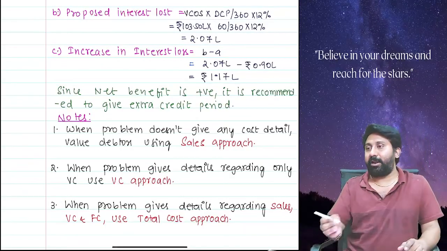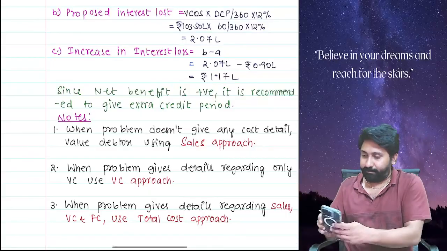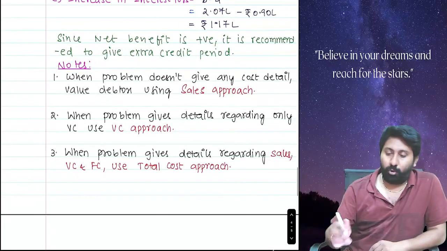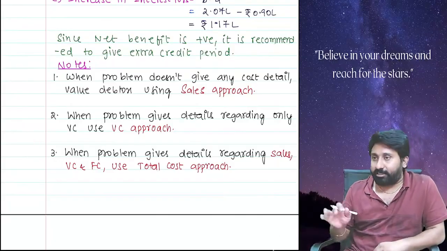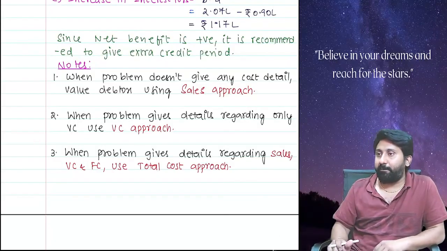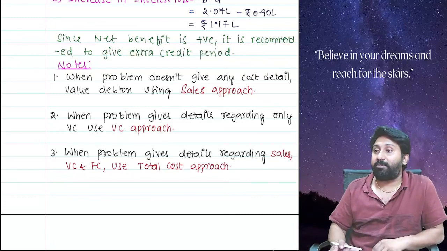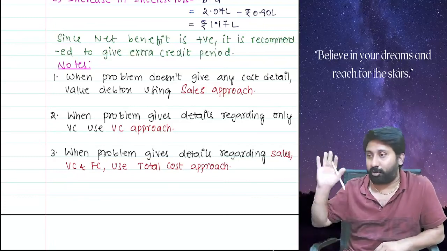This may be more clear. Next, notes. When the problem doesn't give any cost detail, use sales approach. When the problem gives details only of variable cost, use variable cost approach. When the problem gives the details of sales and variable cost, use total cost approach.